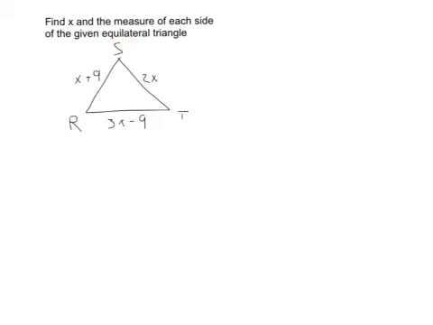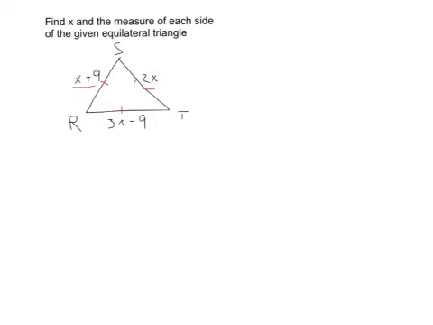Well, if this is equilateral, then we know that all of these sides are congruent. So I'm just going to go ahead and label all these sides congruent. Now looking at the picture here, if all these sides are congruent, I know that all of these sides here must be equal. So I'm going to go ahead and set myself up. I can pick any two sides. I'm just going to pick these two here just because they look nice to me.